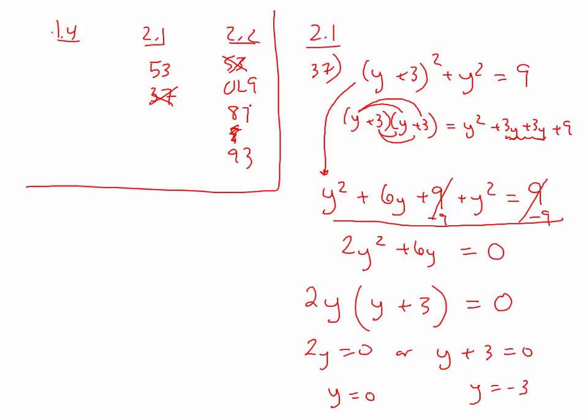Okay, 53 is the next one. As an airplane gains altitude, the temperature outside the plane decreases. The relationship between the temperature outside and the altitude is given by this little formula right here, which is kind of cool.